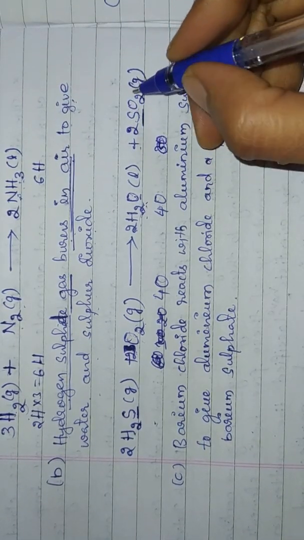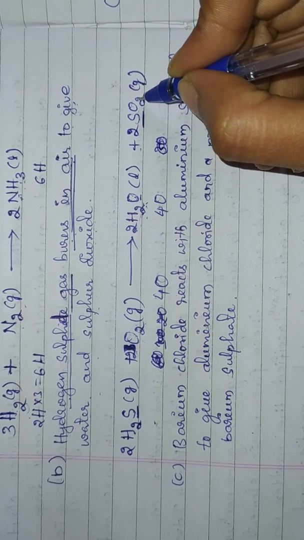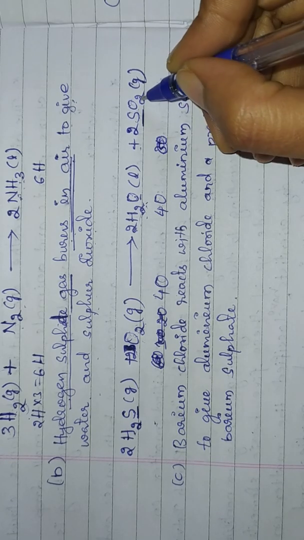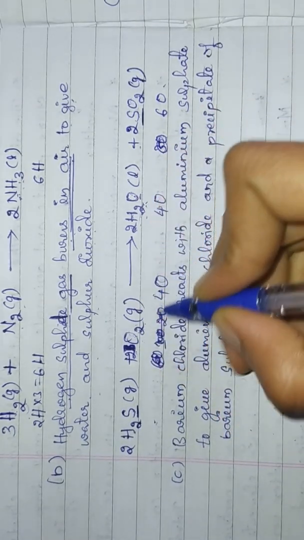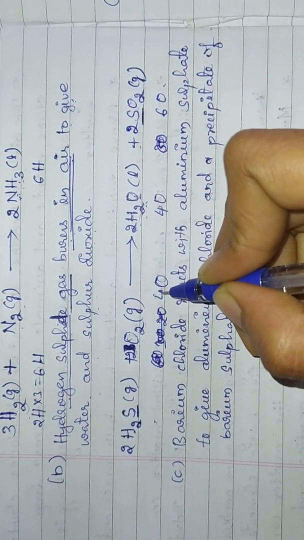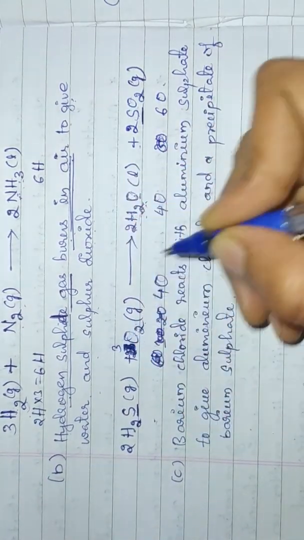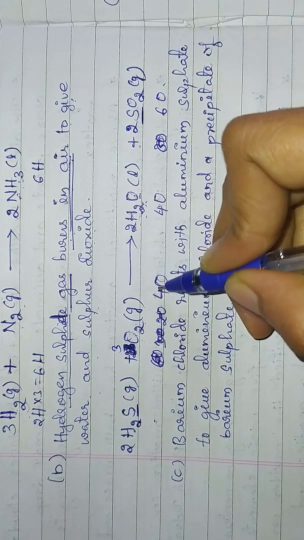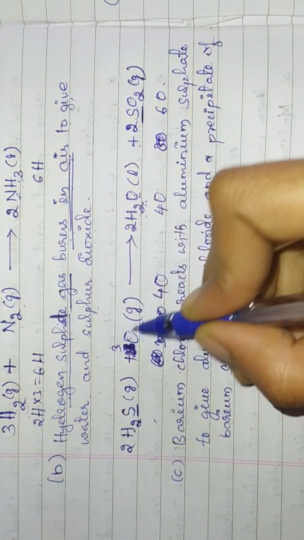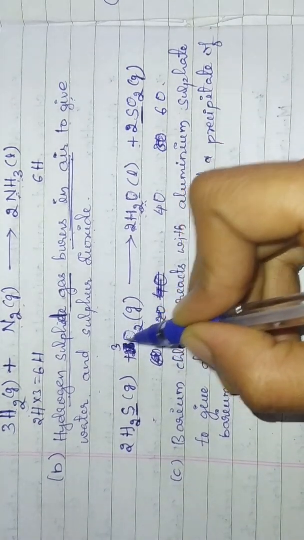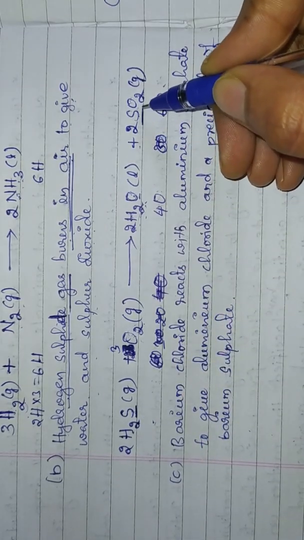Now here again the number of oxygen atoms are imbalanced. 2 into 2, 4. 4 plus 2, 6. But here what happens? 4. So here better we multiply 3. So we'll get this. Now total how many? 6 oxygen. Here also 6 oxygen. Here 2 sulfur. Here also 2 sulfur.